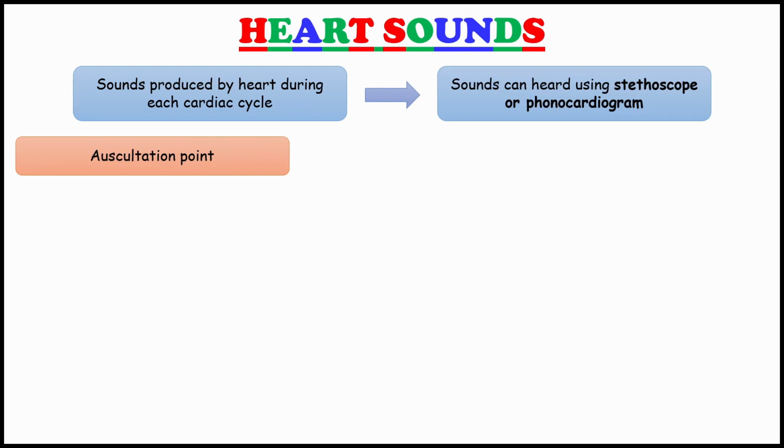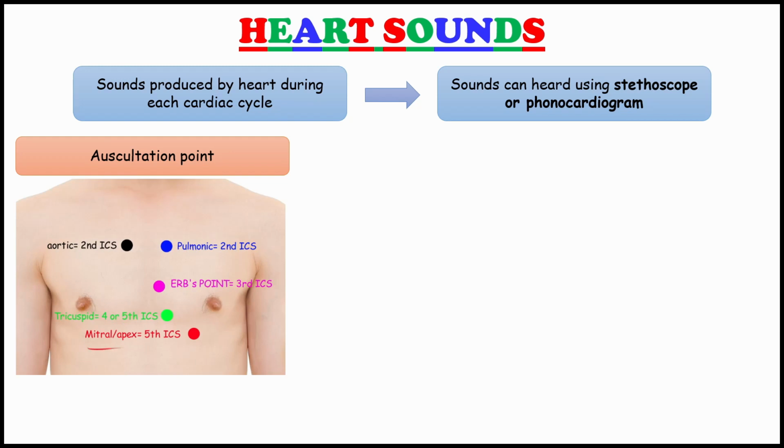On the anterior thoracic wall, we have 5 auscultation points. The mitral point is located in the left fifth intercostal space along the mid-clavicular line, which helps to assess the mitral valve. The next is the aortic point. It is located in the right second intercostal space along the sternal line, which helps to assess the aortic valve.